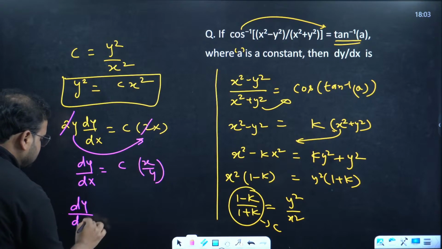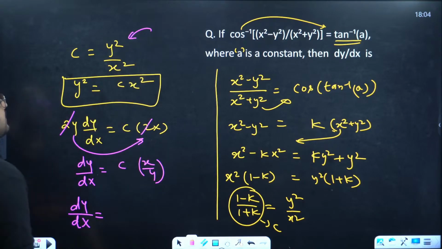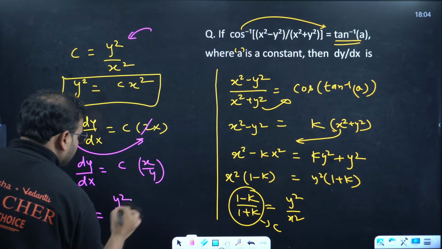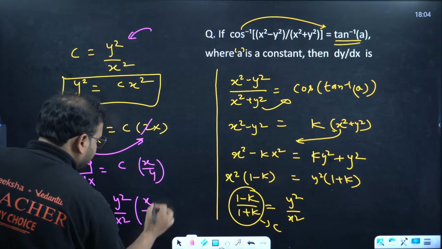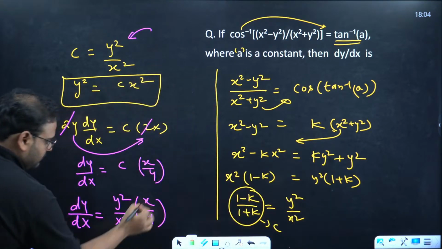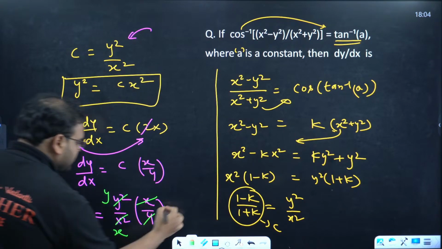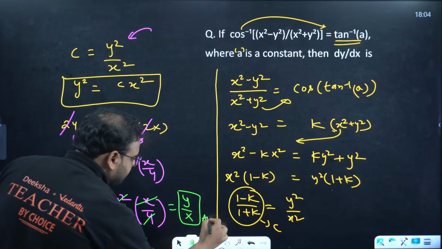Just the last step, guys. C value is what? This. C value is this. So you'll have this as y square upon x square times x by y. Check. x square will cancel with x. This will cancel with y. What is the answer going to be? y by x. That's my answer.